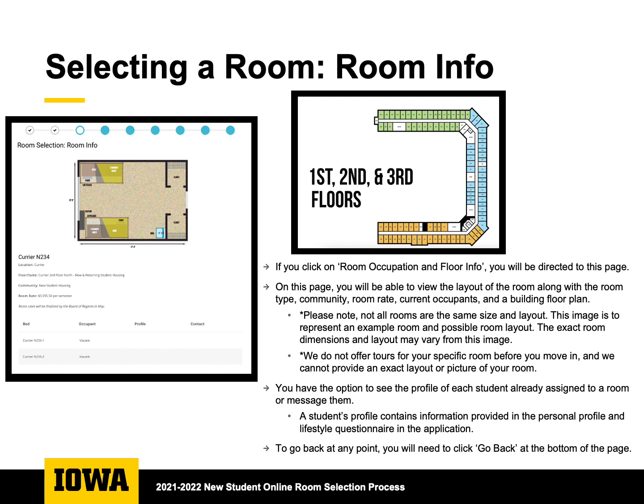When you select Room Occupant and Floor Info, you can quickly view room information including room occupants, billing rates, room types, and the number of spaces available in the room. You will also be able to see a layout of the room, hall floor plan, and the profile of any student currently occupying the room.